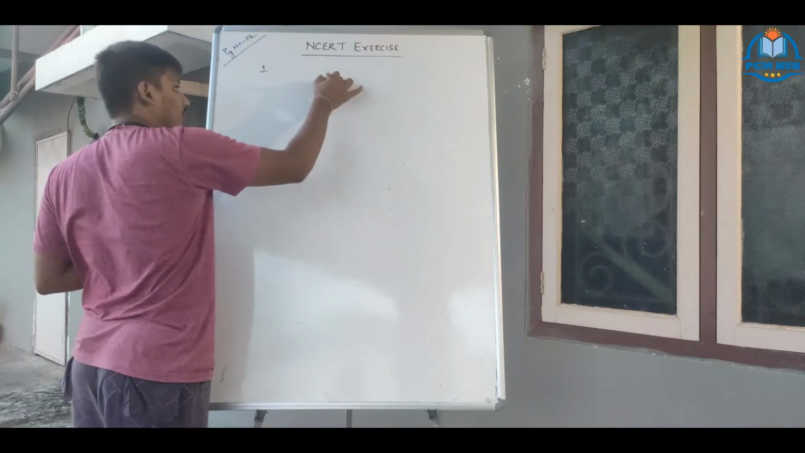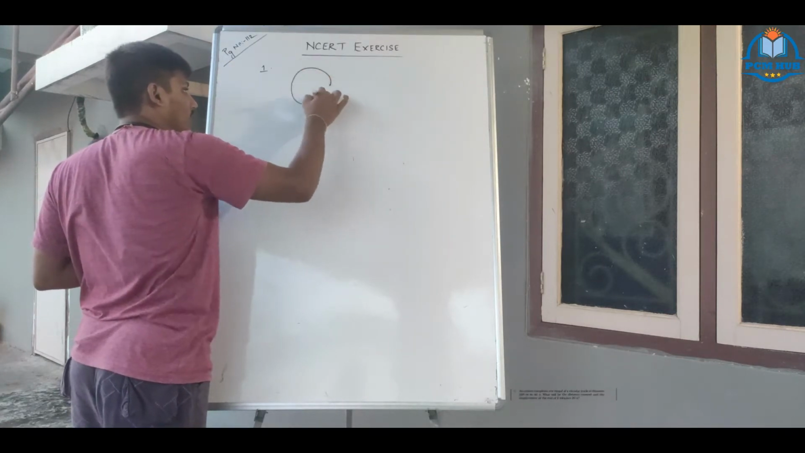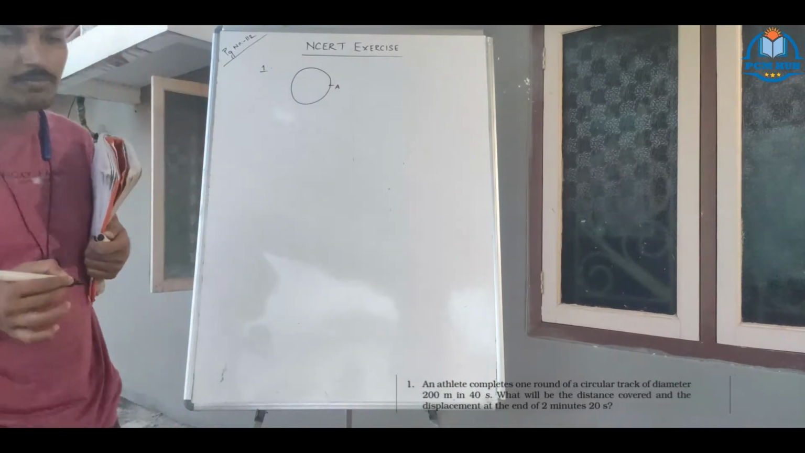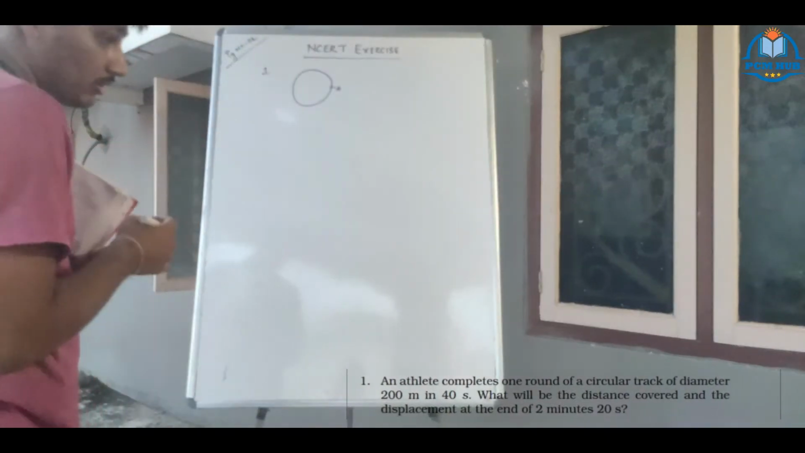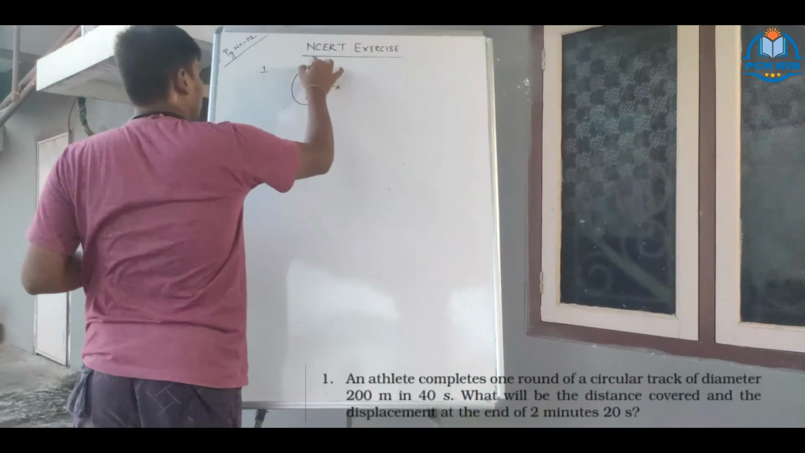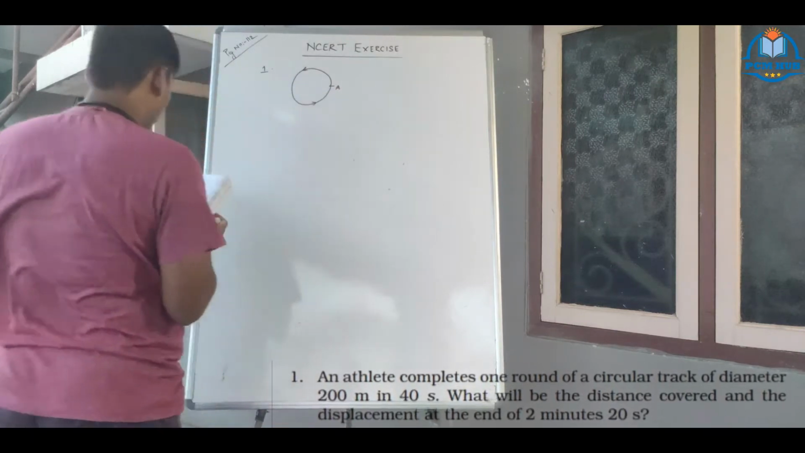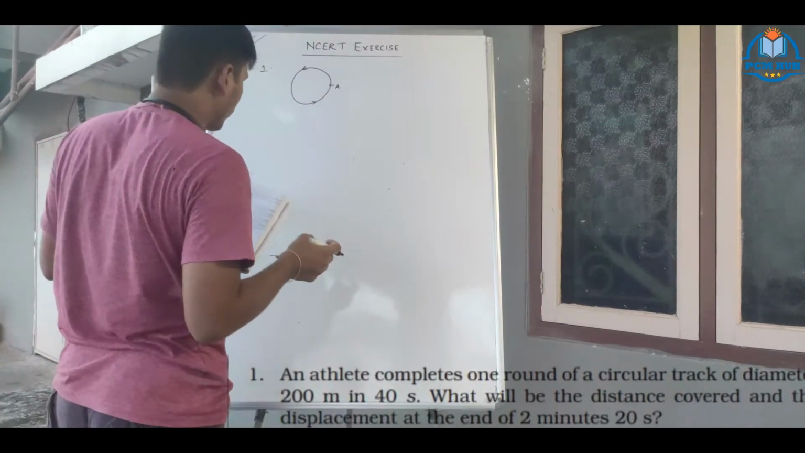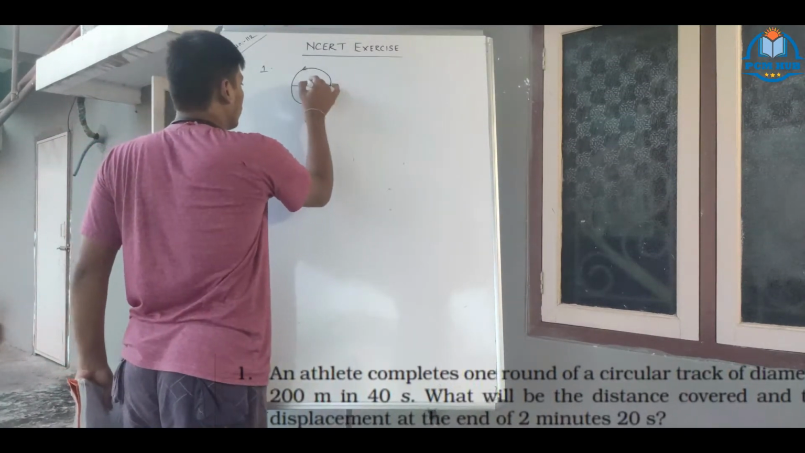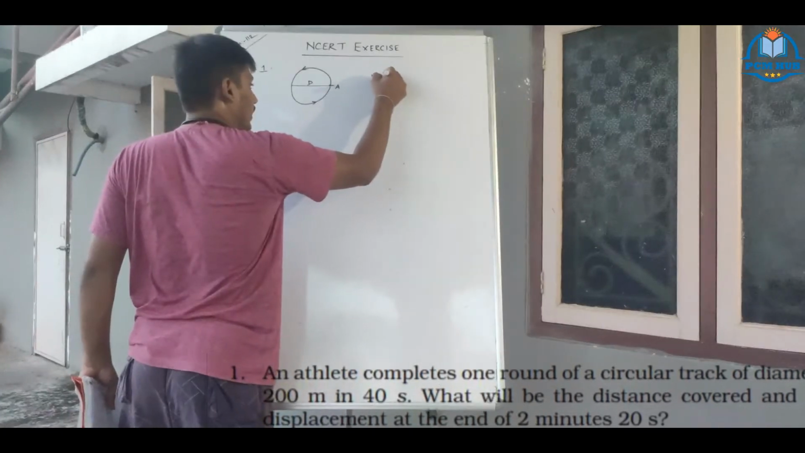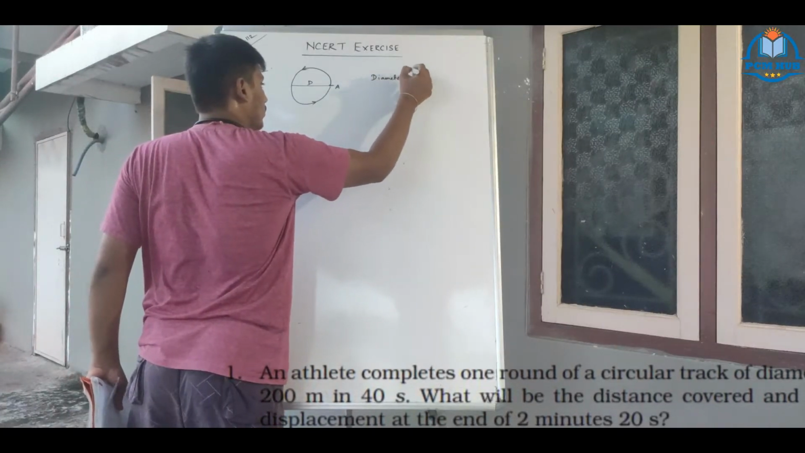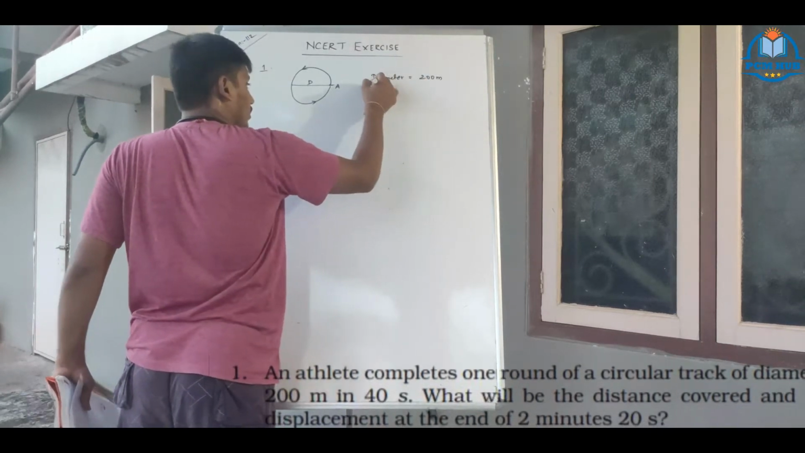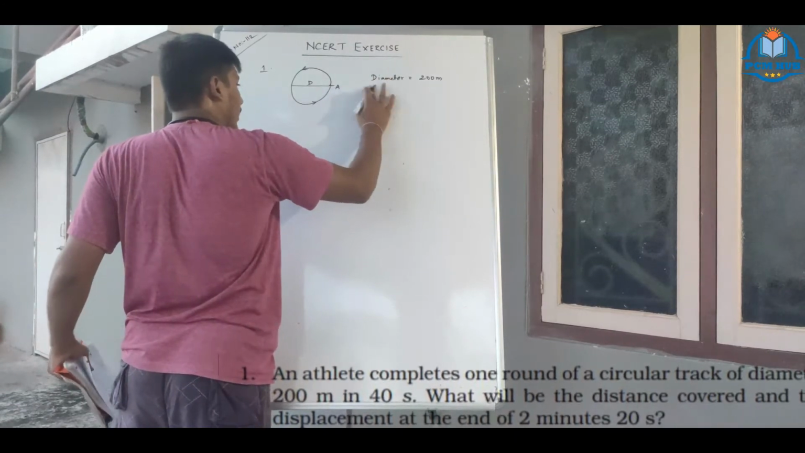See, for example, for the body starting here, you will draw a circle. This is point A. From A, it is taking the circular path. So we don't know where it is initially. What is given: an athlete completes one round of a circular track of diameter 200 meters in 40 seconds. So first you have to write like this, diameter equal to 200 meters. What is the time taken for one round?